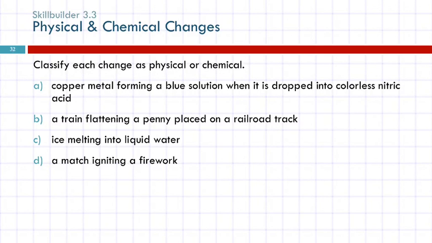So classify each change as physical or chemical. Copper metal forming a blue solution when it's dropped into colorless nitric acid. What do you think? Chemical. So here we have copper metal, and now it's changing color, and it's also not a solid anymore. There's a whole bunch of changes going on here. That's a chemical change.